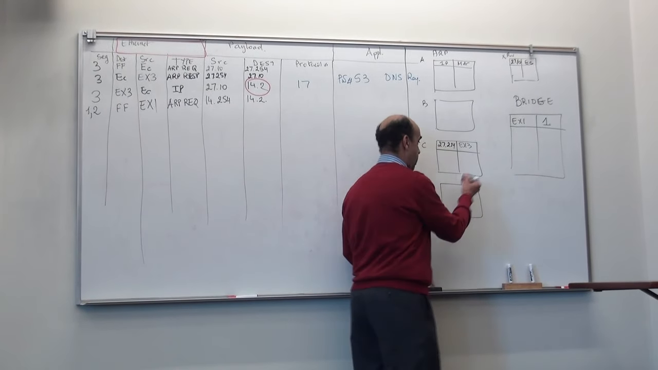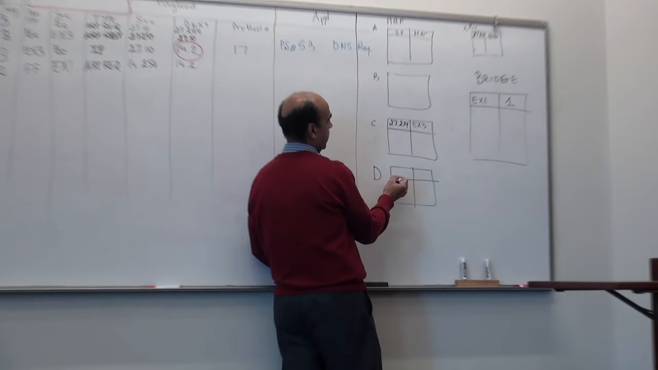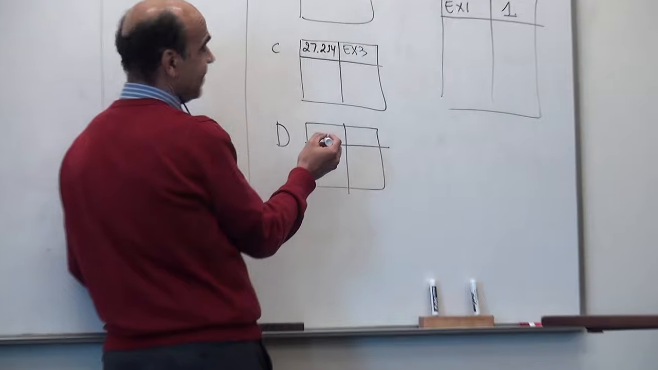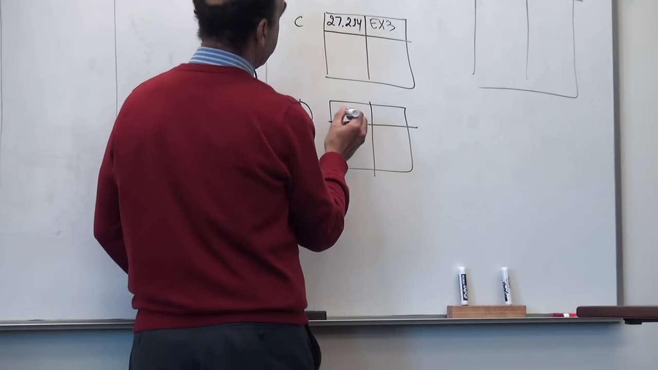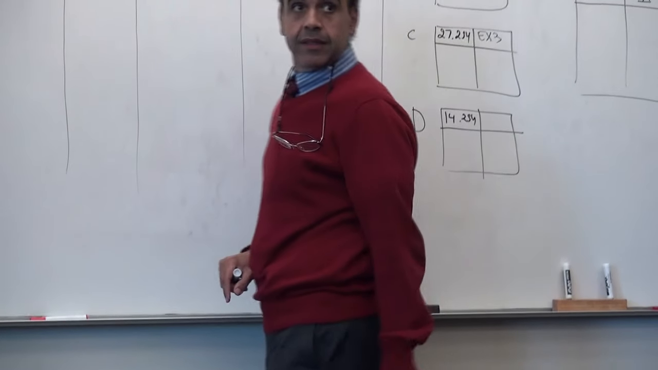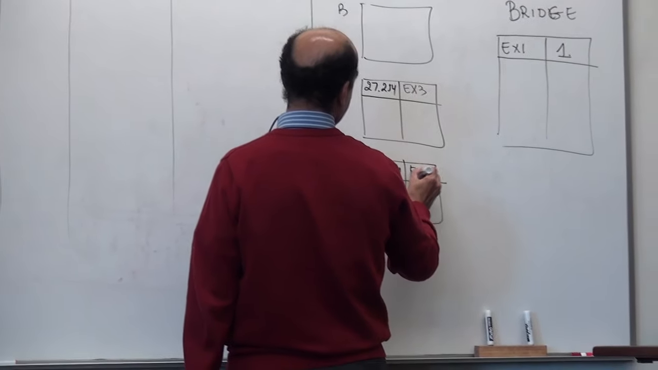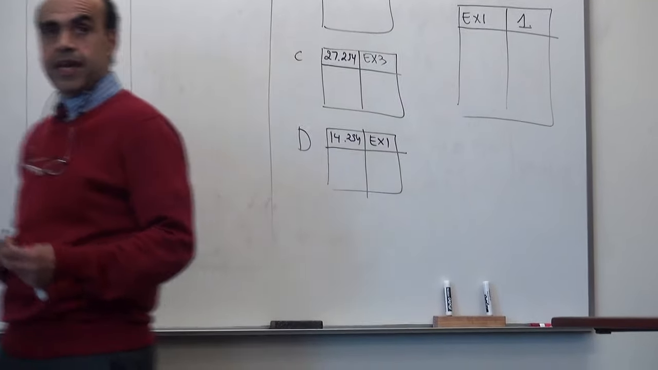After saying that's me, what will it record? It will record the IP address, 14.254. And then what is the MAC address? EX1. EX1. And then it will respond.